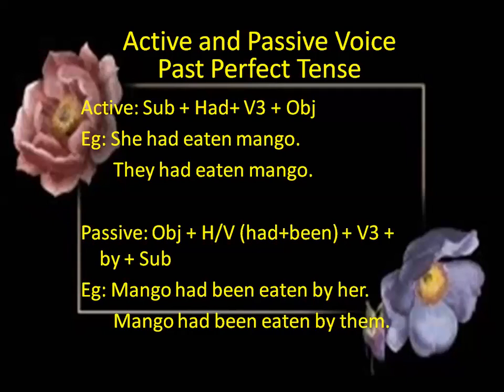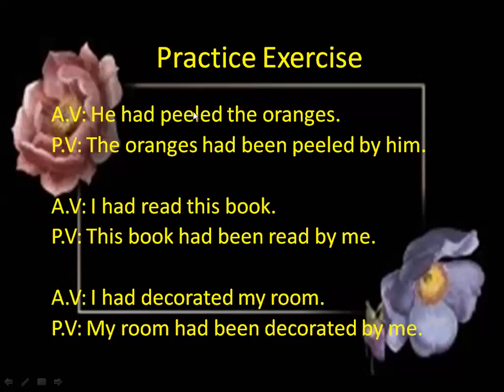So what will be the passive? She had eaten mango. Mango had been eaten by her. They had eaten mango. Mango had been eaten by them. No difference between singular and plural subject or object. We have to use had been with all the plural and singular subjects or objects in past perfect tenses. Now come to the practice exercise. We had peeled the oranges. The oranges had been peeled by him. The sentences are the same, but I have changed these sentences according to the tenses.